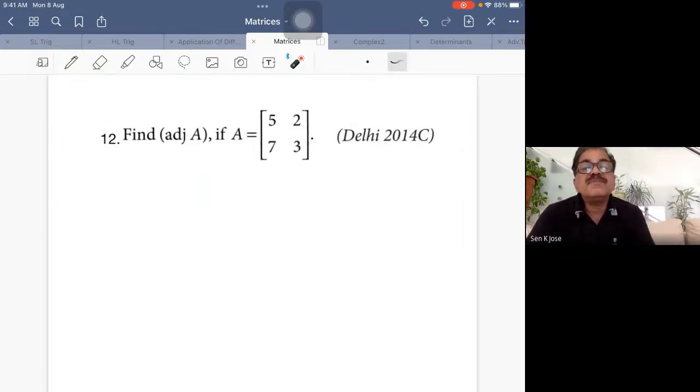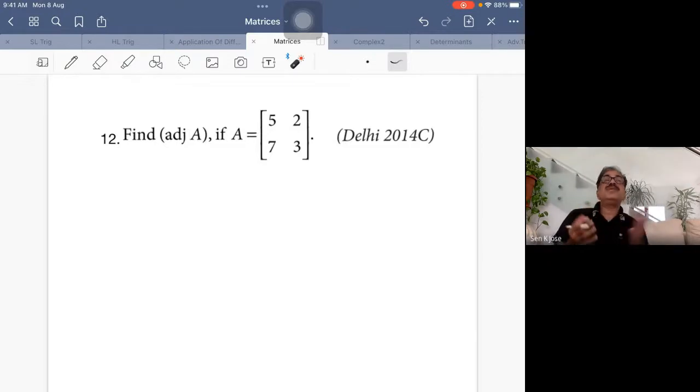Question number 12, find adjoint of A. How do I actually find the adjoint of A? I do cofactors first: capital A 1 1, capital A 1 2, capital A 2 1, capital A 2 2. I write the cofactor matrix, then take the transpose. We do this when we find the inverse of a matrix, often with 3 by 3. But this is to find the adjoint of a 2 by 2.